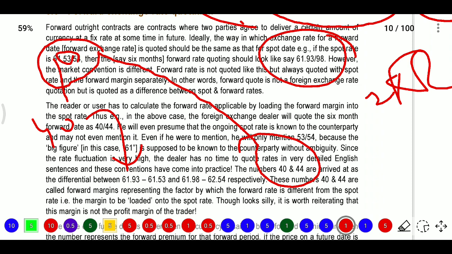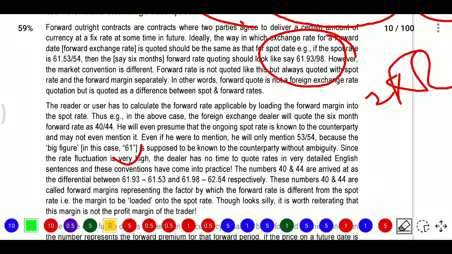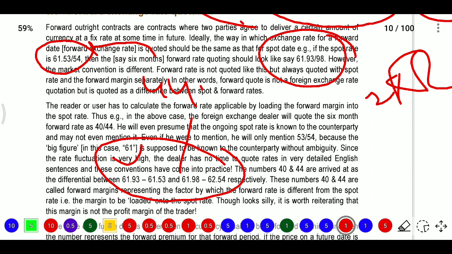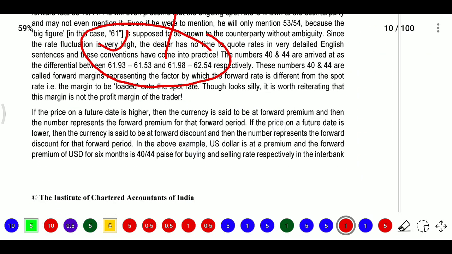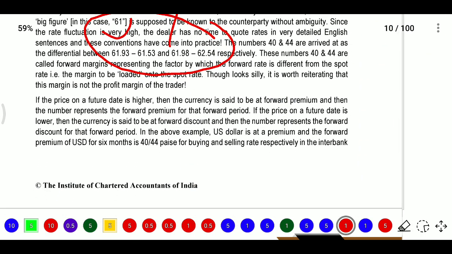So after that what is there here? For 54 we need to add 44, it will become 98. So it is 98. They will give this type of quotes for forward rate and spot rate. These are PEP rates. They will give the quotation like this only. So dealers will maintain this margin, not for profit margin of the trader.